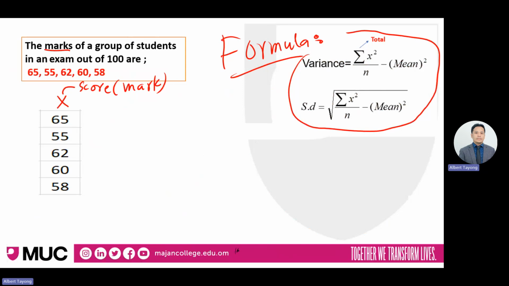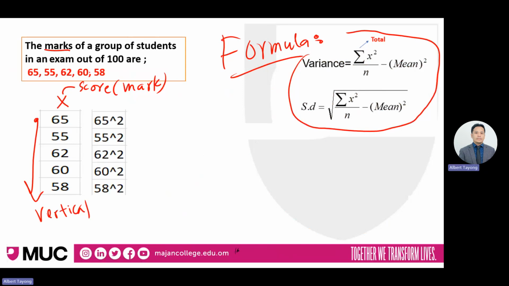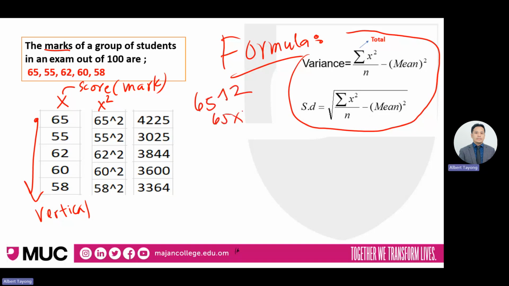So 65, 55. Okay, this is the best method, vertical. And then we square the score, 65. So 65 raised to the power of 2. Then 55 squared until 58 squared. So 65 squared is 4225 in your calculator. Just press this, or 65 times 65.